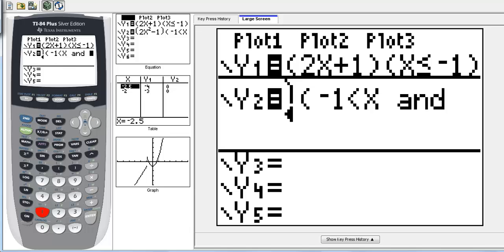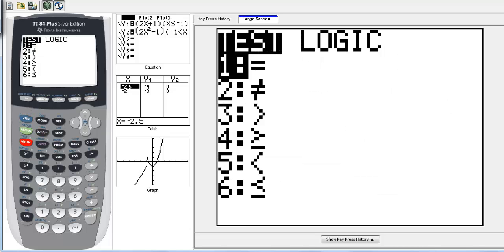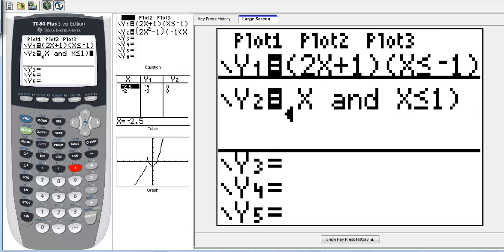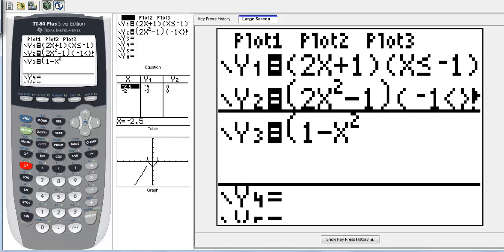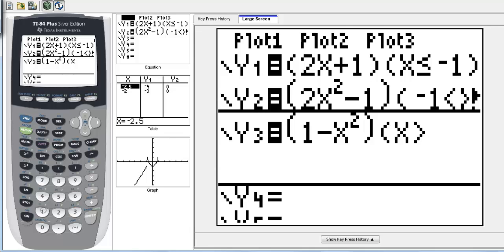So -1 is less than x, and x second math is less than or equal to, which is number 6 again, 1, and close all of that in parentheses. And then you would type in your third function, parentheses, 1 minus x squared, close parentheses, open parentheses, x second math greater than, which is 3, 1, and close parentheses. So hopefully we've typed all these in correctly.